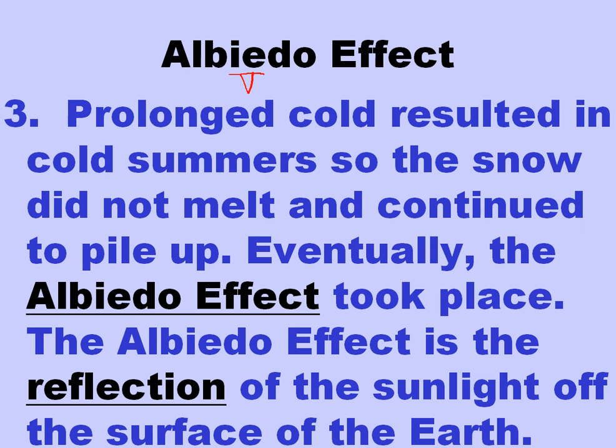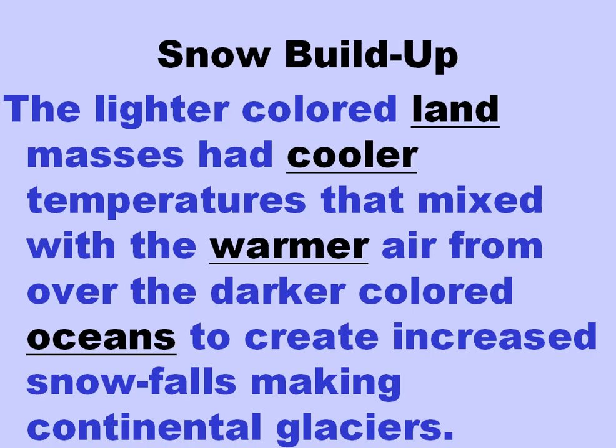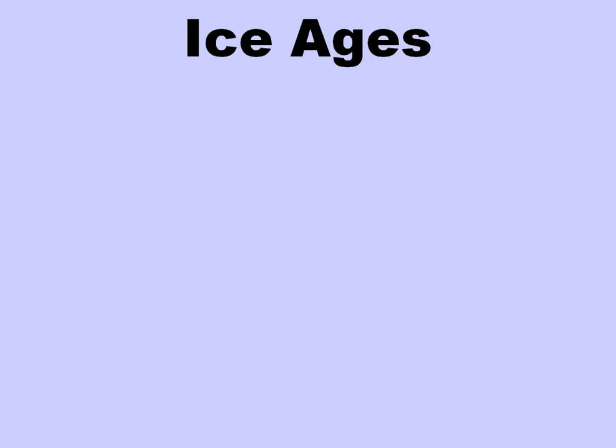Well, if you can imagine our planet having a lot more snow. When that sunlight is coming down and hitting our planet, a lot of that energy is reflecting back up into the atmosphere. And as a result, that actually cools off the planet. So if you take a look at all three of these things, the slightly more elliptical change in our planet's orbit, the slightly less inclination of the tilt of the Earth, and the albedo effect, all three of them tend to cool off our planet. And the lighter colored land masses had cooler temperatures that mix with the warmer air from over the darker colored oceans, and the result is an increase in snowfall as well.